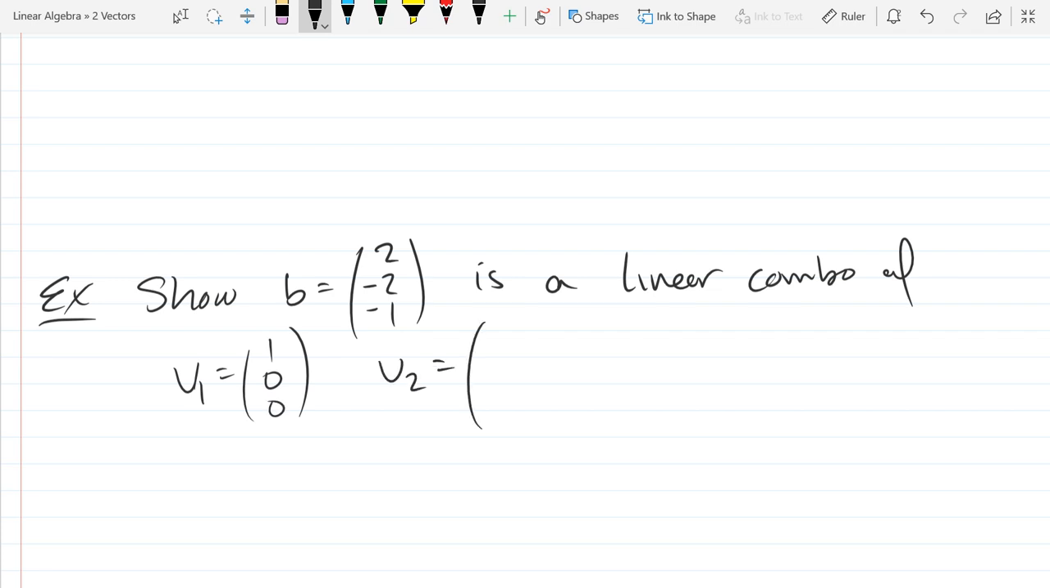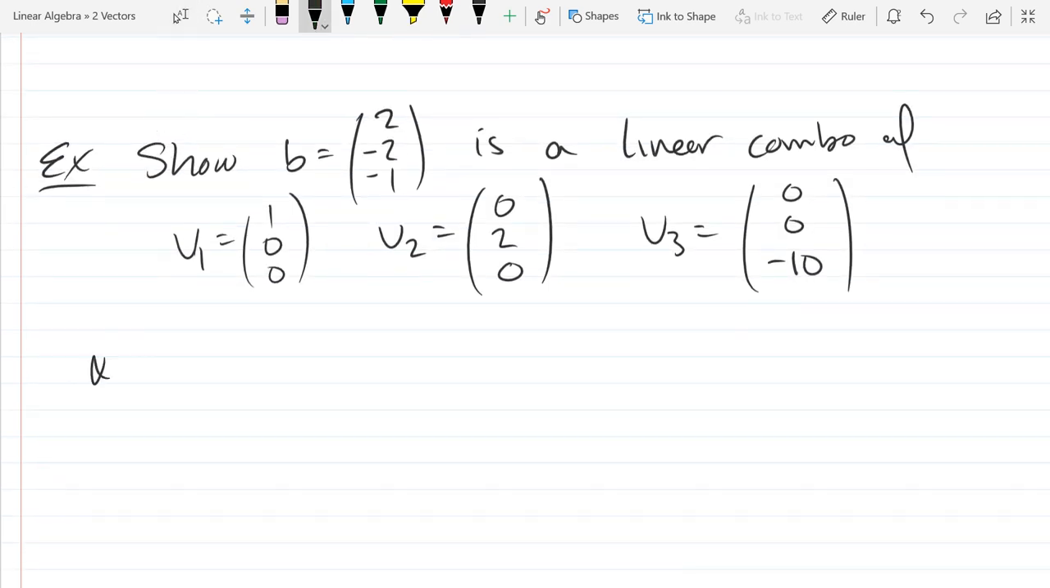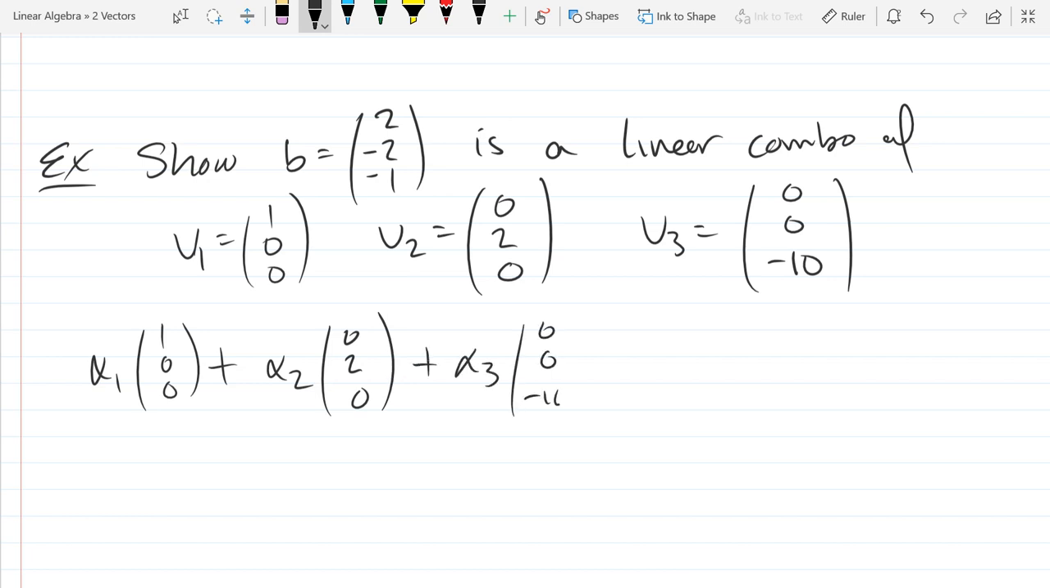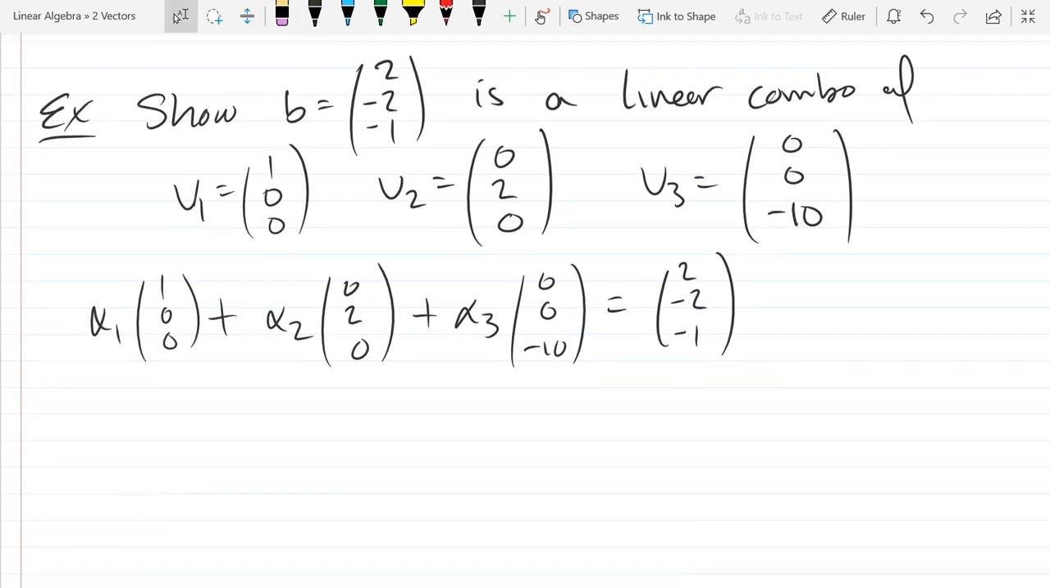So our first vector will be (1, 0, 0). Our second vector will be (0, 2, 0). And our third vector will be (0, 0, -10). All right. So remember, linear combination: I want alpha 1 times (1, 0, 0), plus alpha 2 times (0, 2, 0), plus alpha 3 times (0, 0, -10), to equal that vector b, which is (2, -2, -1).